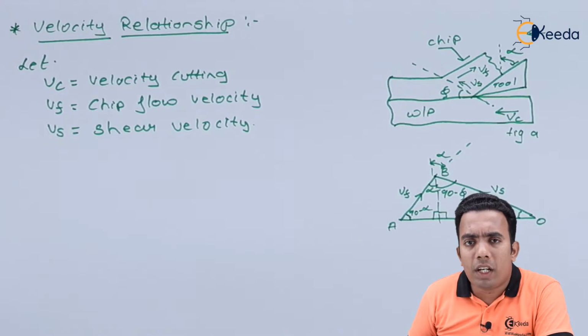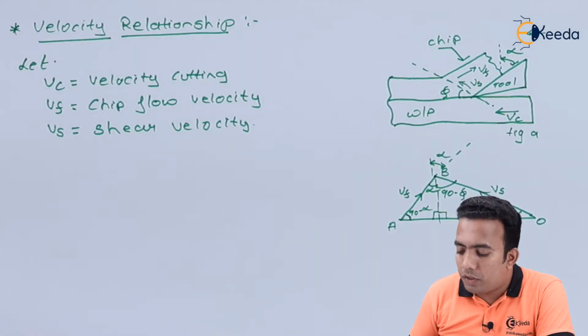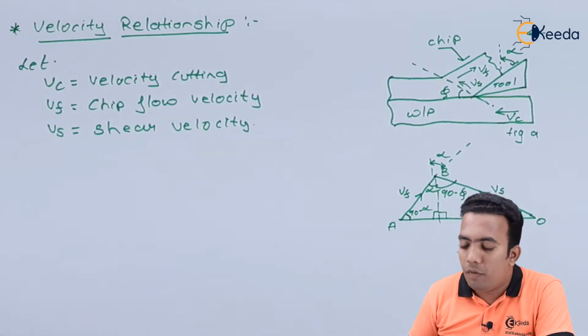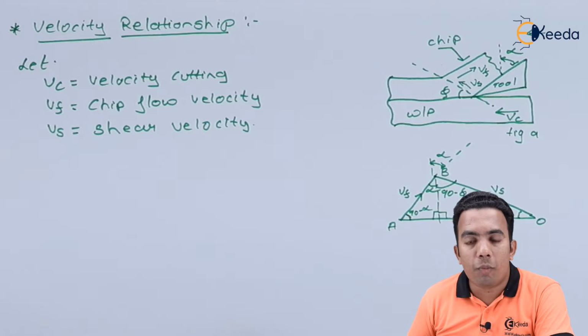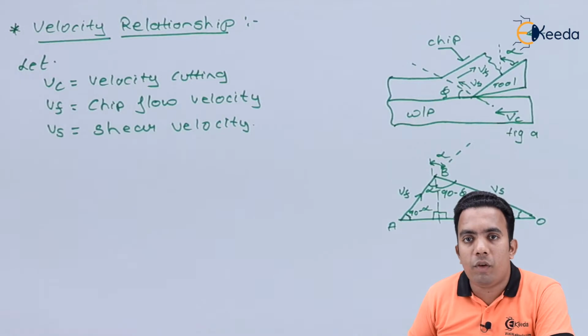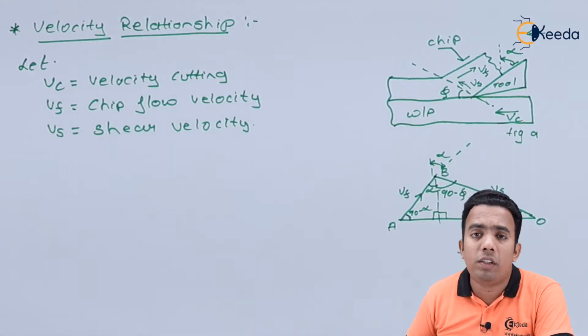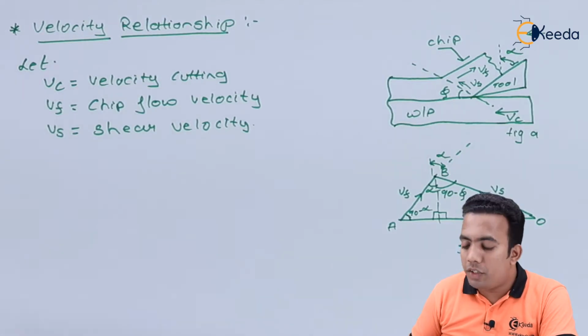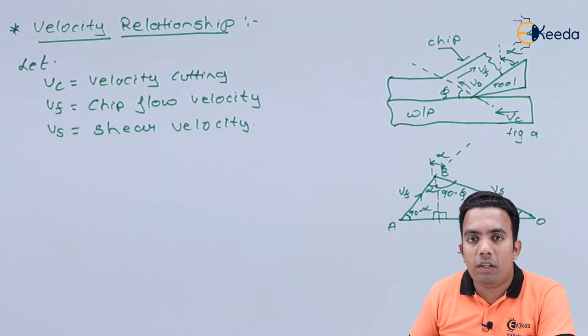During this derivation we have to make a relationship between these velocities: cutting velocity, chip flow velocity, and shear velocity. We will see one by one how to derive the relationship between these three velocities. Whenever we do the metal cutting operation, the cutting velocity is always known to us, because the speed of the tool moving from right to left over the workpiece is known. Depending upon this cutting velocity, we have to find the relationship between the three velocities.